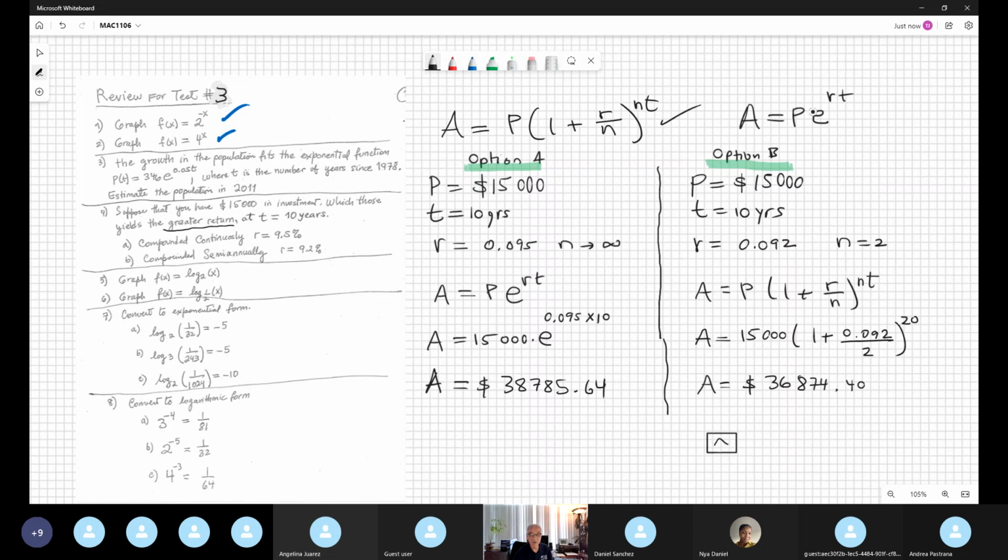So, what is the best option? Option A or option B? What option do you select? Come on, this is the easy part. It's obvious that it's option A, no?